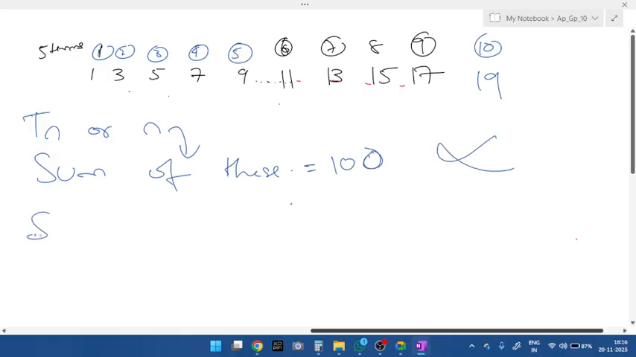Then we use a formula, S of n. Sum of n numbers. Let me check the formula. Do you know the formula for this? Yes, students, respond. Nobody knows the formula. S of n. Even I forgot the formula.